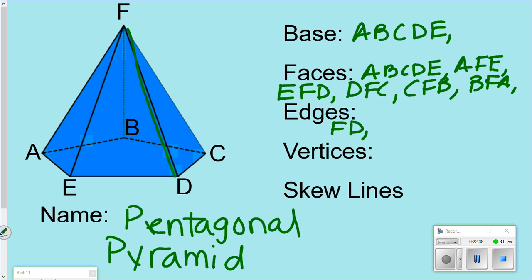What about vertices this time? How do we list those again? How do you list the vertices? What is a vertex? Just the point, right? Just the point. So list all your letters A, B, C, D, E. Don't forget F is also a vertex.